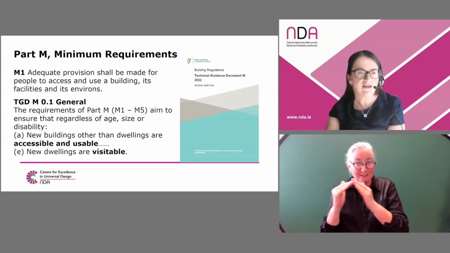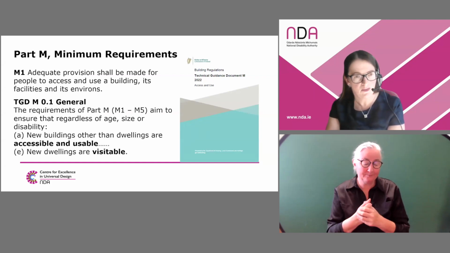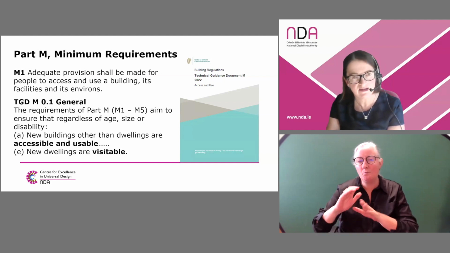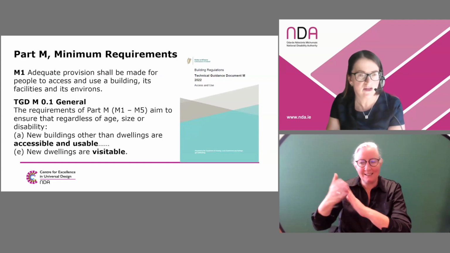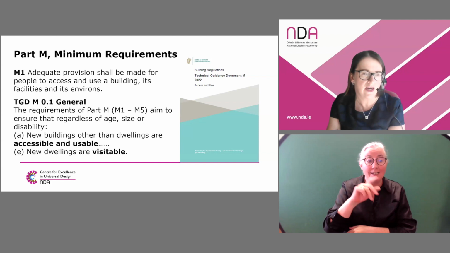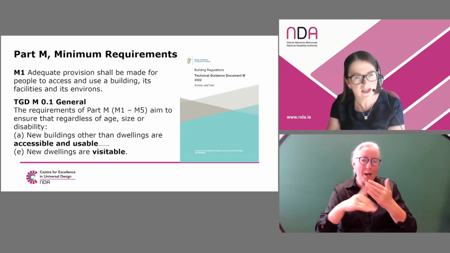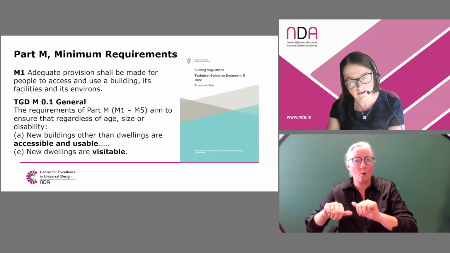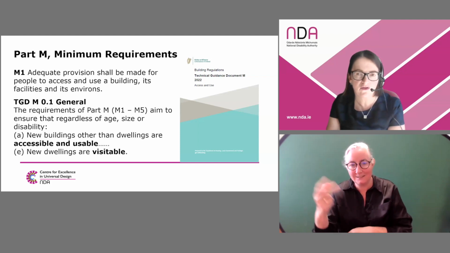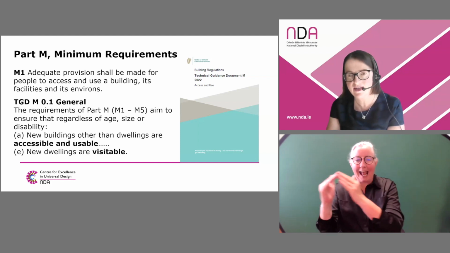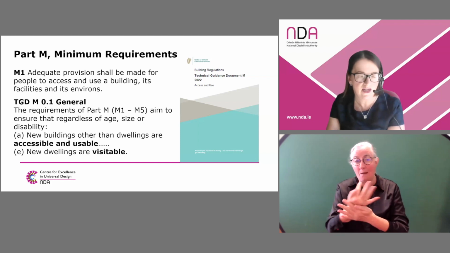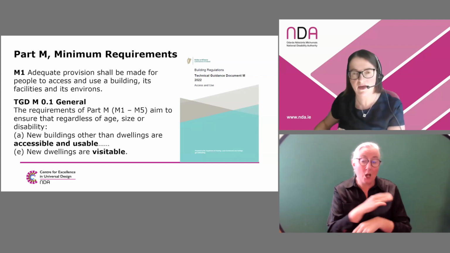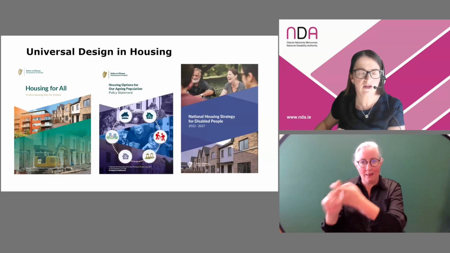So I suppose it's important to say that when we look at Part M, the regulation M1, that main regulation, says adequate provision shall be made for people to access and use a building, its facilities and its environs. But importantly, TGD M clarifies what access provision is. For new buildings, it's that new buildings other than dwellings are accessible and usable, and new dwellings are visitable. So the work we're doing around universal design in housing is around designing housing so that it's livable for families with young children, disabled and older people, not just visitable. And very important in relation to older people being able to age in place for as long as possible.